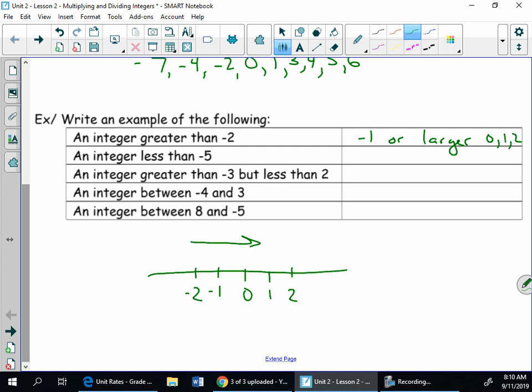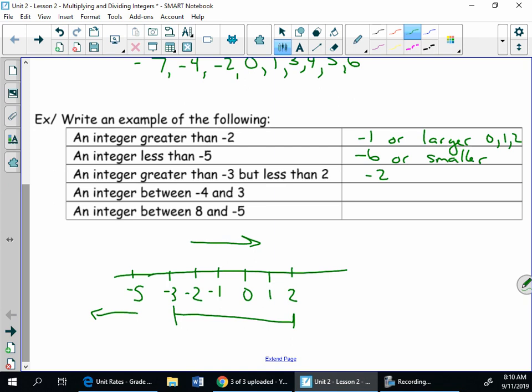Okay, an integer less than -5. So on the number line, -5 would be over here, and I need to be less than it. So I have to be over here on the left-hand side. So for instance, -6 or -7 or anything smaller than that. An integer greater than -3 but less than 2. The good news is on our number line, I can see those things. So anywhere in this range. Okay, so I don't know what's a good example, -2 maybe, or 0, or 1.